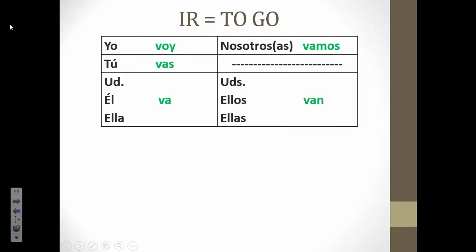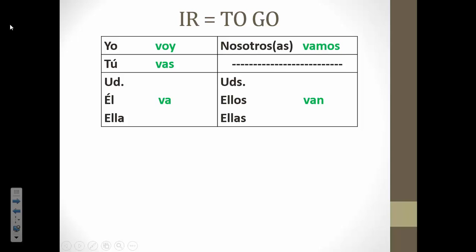Okay, so we're talking about the verb ir. All right, we want to know how to conjugate it. So here are the forms. Now, ir is considered irregular. You have to memorize these forms. So let's look at the table. Yo voy means I go or I am going. Tú vas means you go or you are going. Usted va means you formal go or you are going.